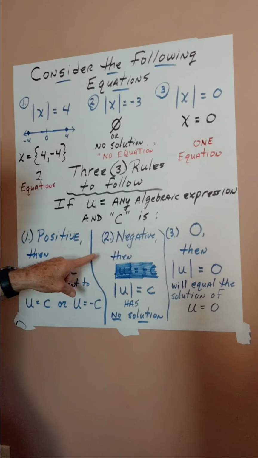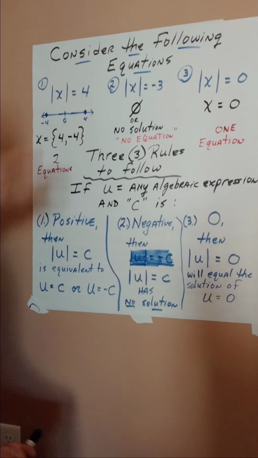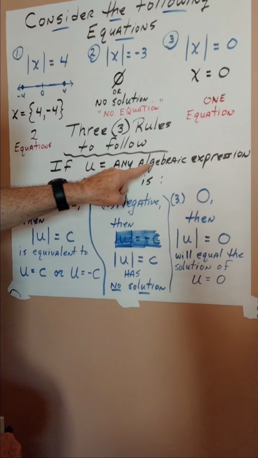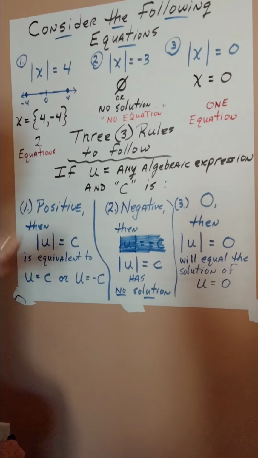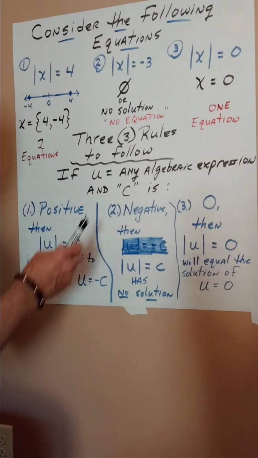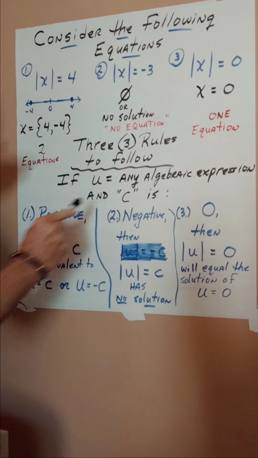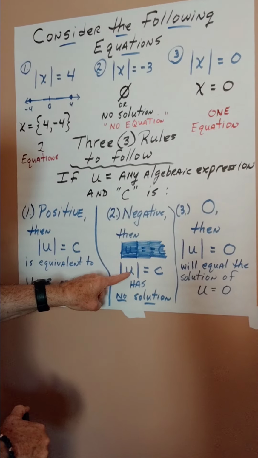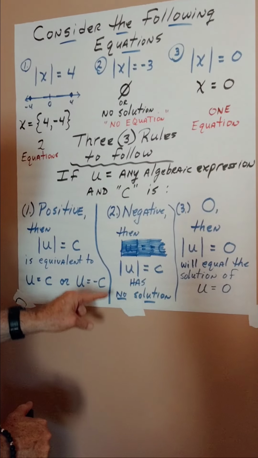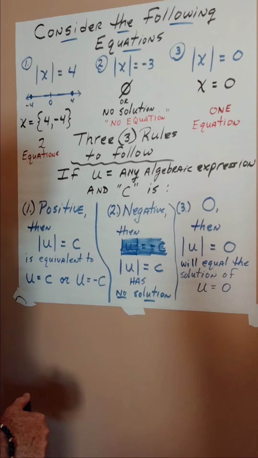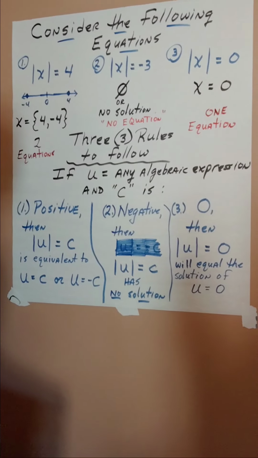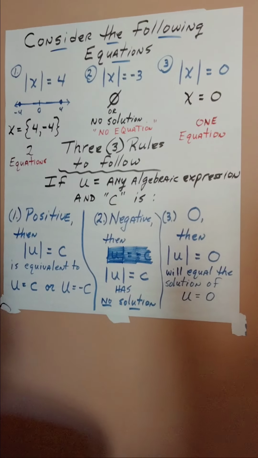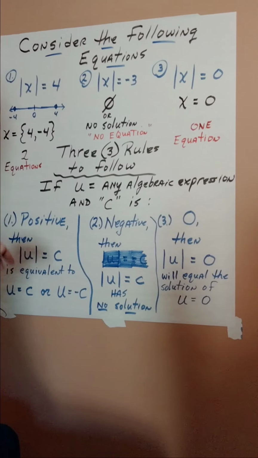There will be absolutely no equation that you have to solve. What does the rule down here say about the one that we just did? Well, let's look at it. If u is equal to any algebraic expression, and c is negative this time, then the absolute value of u equaling that negative number will automatically have no solution. It's empty. It's nice. There's no work, because absolute value cannot equal a negative.